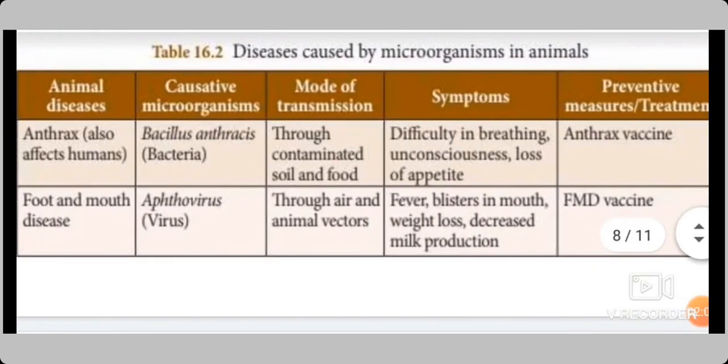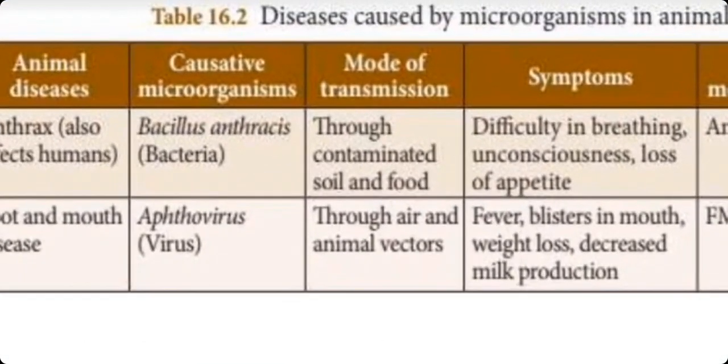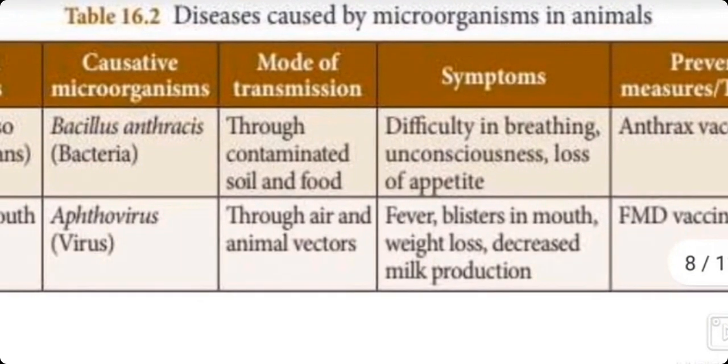Next, diseases caused by microorganisms in animals. Animal diseases. Anthrax also affects humans. Causative microorganism: Bacillus anthracis. It's a bacteria. Mode of transmission: through contaminated soil and food. Contaminated means polluted soil or poisonous food. Symptoms: difficulty in breathing, unconsciousness, loss of appetite. Appetite means hunger. You have no feeling of hunger. Okay, that is appetite.